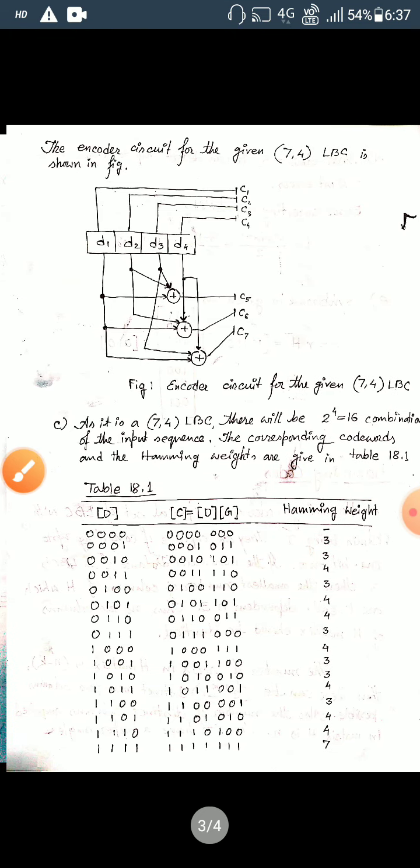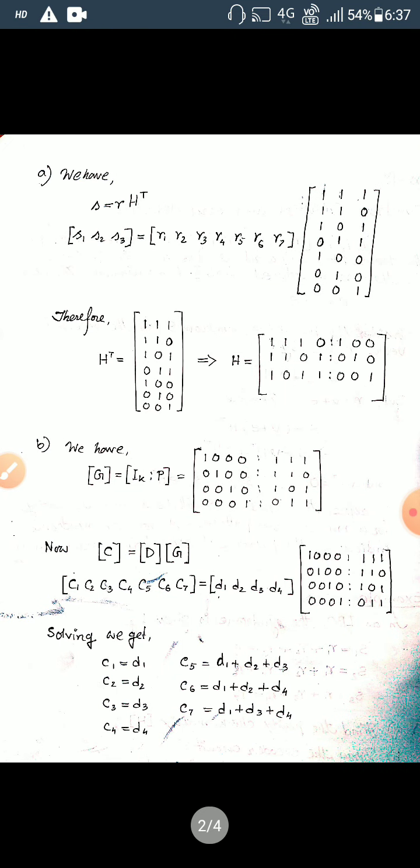Okay, so that was the answer to question D for this example.